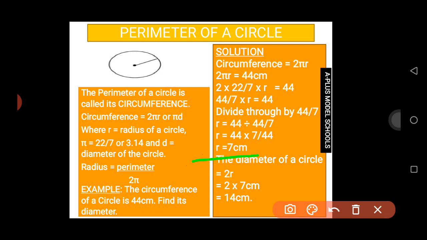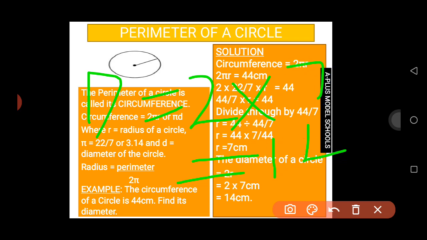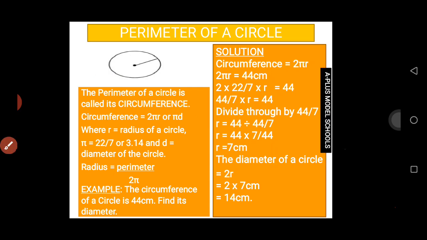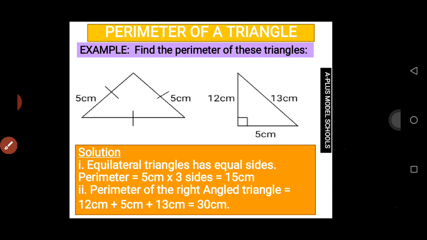Now, if my r is 7, and the question says I should look for my diameter, I told you that diameter is the same thing as 2 times r. So my diameter will now be 2 times r, which is 7. So my diameter is equal to 14 centimeters. So that is for that.